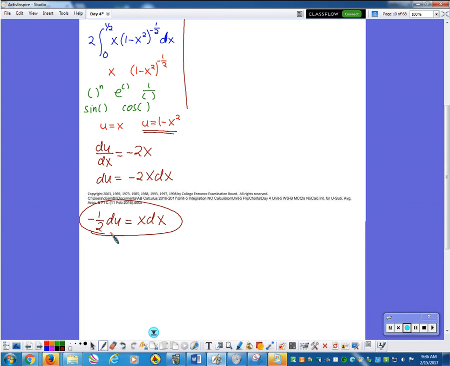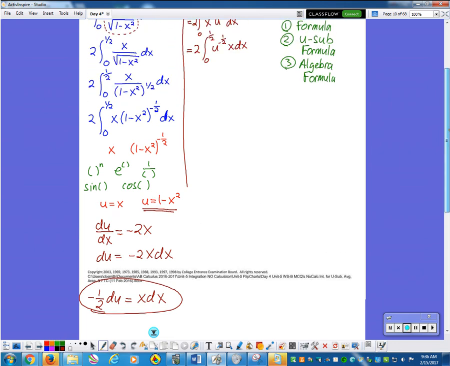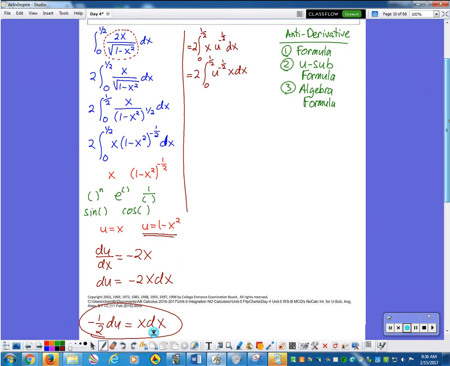Questions? Please. If you're doing an FRQ, would you have to write down all those steps, or can I just go straight to du equals negative 2x dx? Great comment. In an FRQ, there's not a whole lot you have to write. What they often will give points for is if you get to here, actually a little bit further. So we've got the 2, integral from 0 to 1/2, u to the negative 1/2, and now we know we're going to plug in this negative 1/2 du in place of the x dx. If you can get to there, even if you do it without writing anything, you're in good shape. This is not the kind of problem where there's really that much required to write.